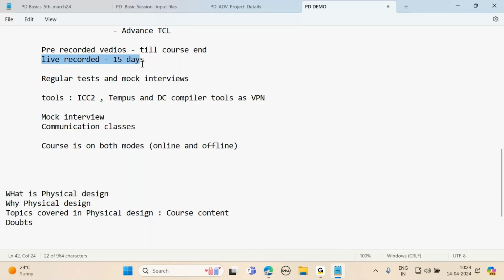See, our goal is to make you get the job, not to make the money, right? When we make you get the job, automatically the student enrollment will increase, to make the business.